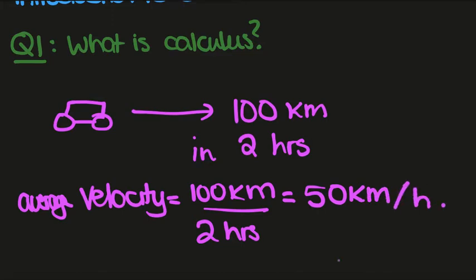But of course, in the real world, that's not how it works. You may have traffic lights, you may have highways where you can travel more than 50 kilometers an hour. And so the average velocity doesn't tell you much about what actually occurred on the journey.